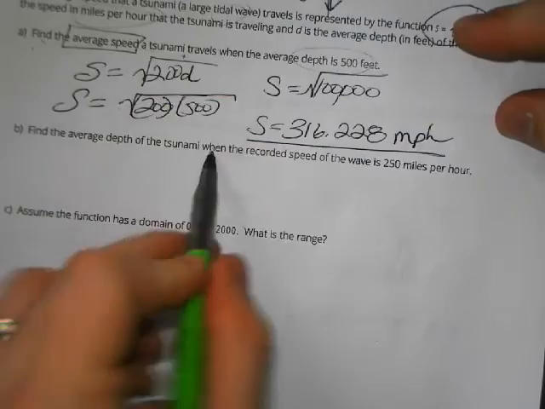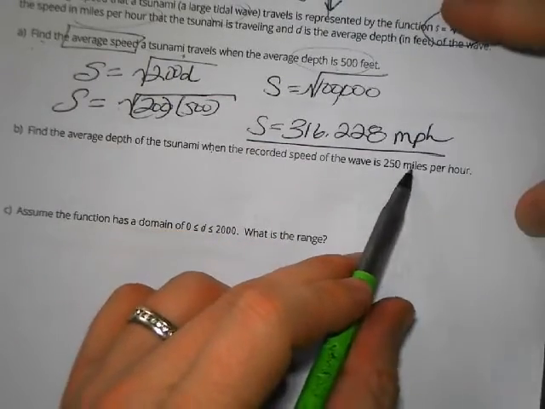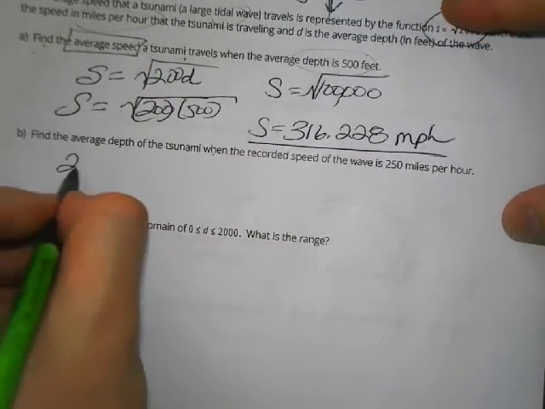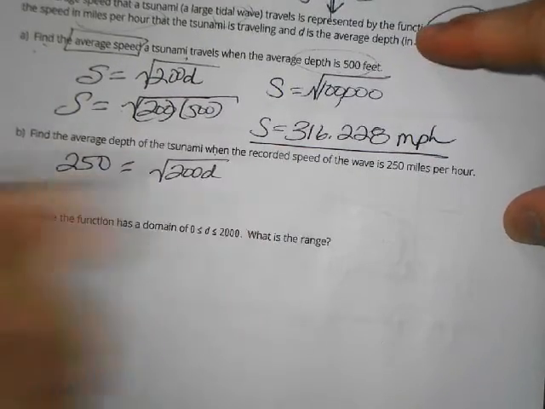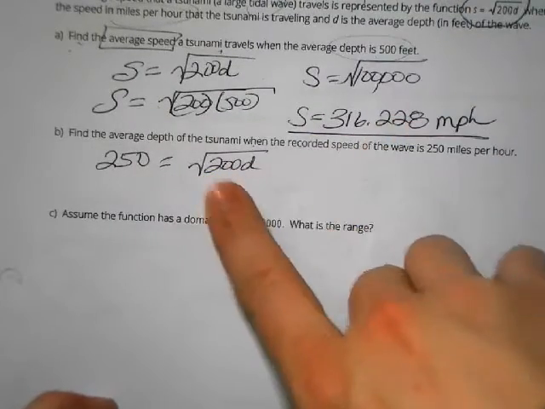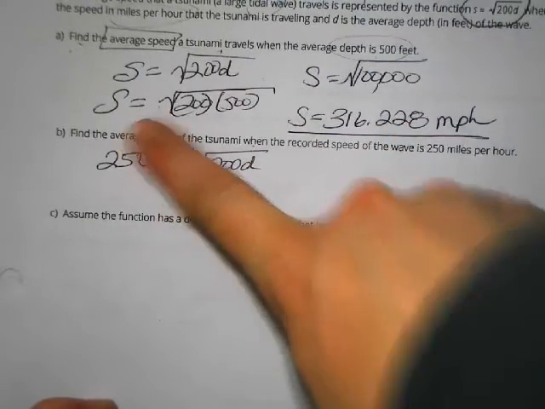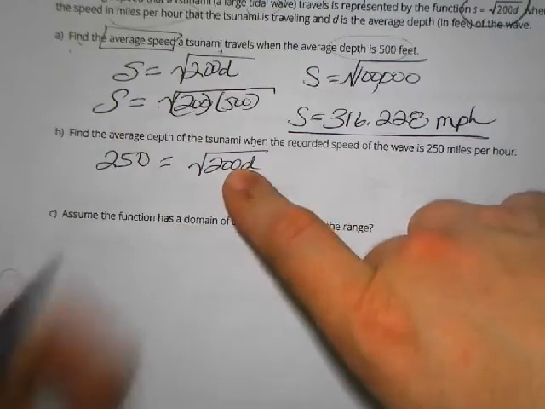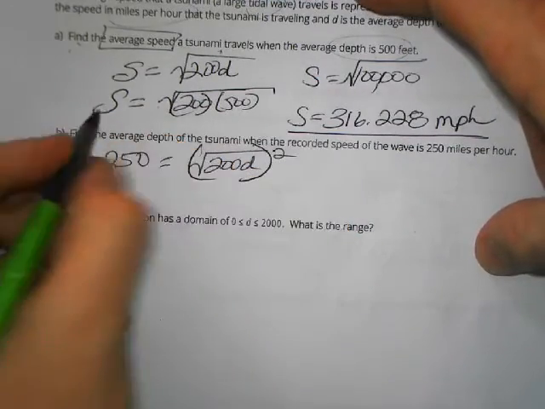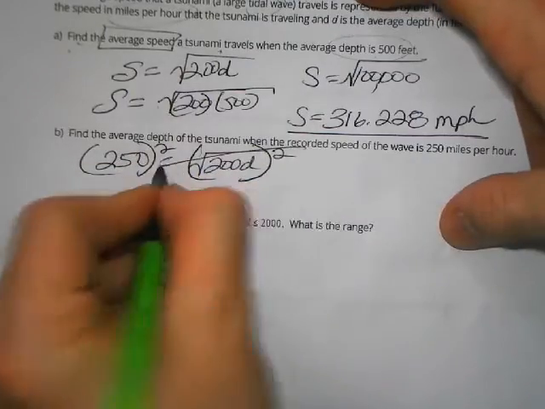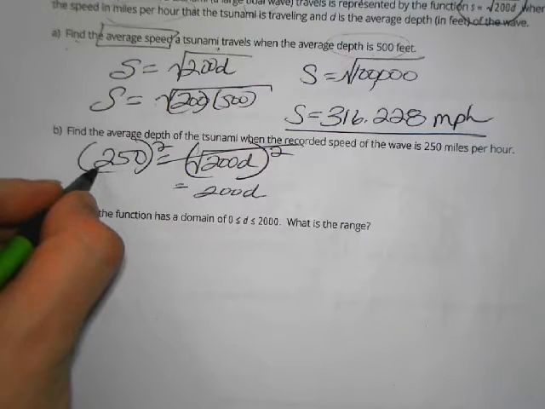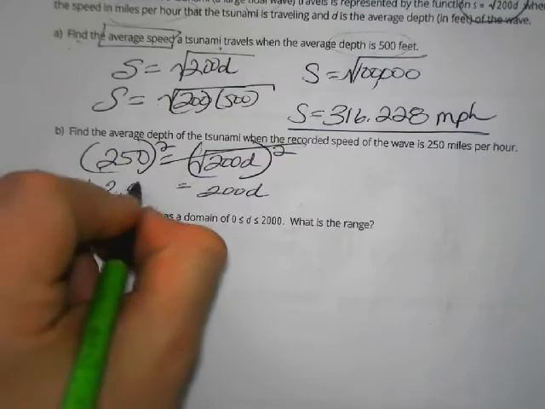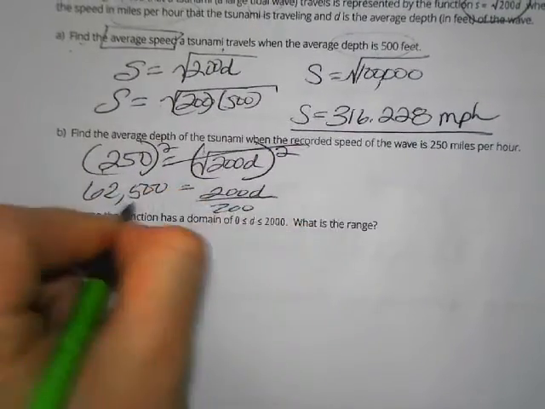Find the average depth of the tsunami when the recorded speed of the wave is 250 miles an hour. So when your speed is 250 miles an hour, what will your depth be? Alright, so now we're solving for the variable d, not the variable s, which means we need to undo the square root. The opposite of a square root is going to be a square. When we do that, we're left with 200 D equals 250 squared. 250 times 250 is 62,500.